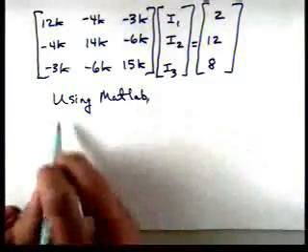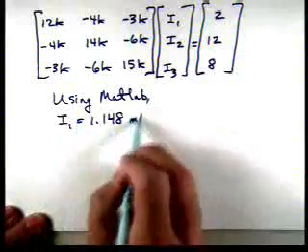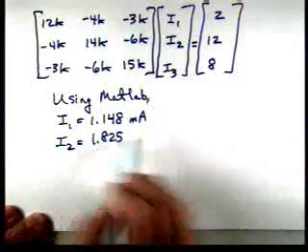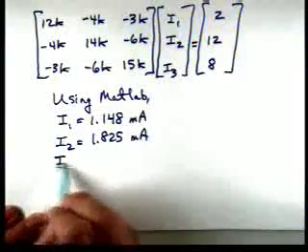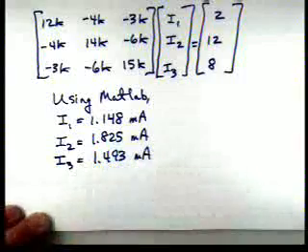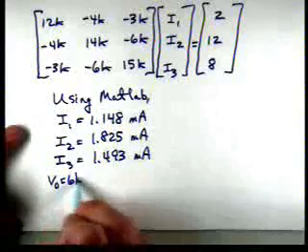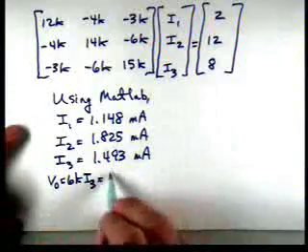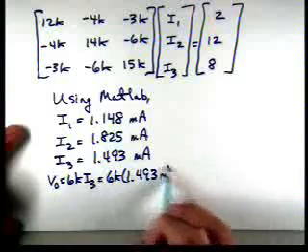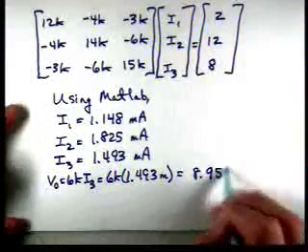So now, using MATLAB, we get the following. I1 is 1.418 milliamps. I2 is 1.825 milliamps. I3 is 1.493 milliamps. And if you refer back to the circuit, you'll see that V0 is 6K times I3. So we have 6K times 1.493 milliamps, and that gives us 8.958 volts.